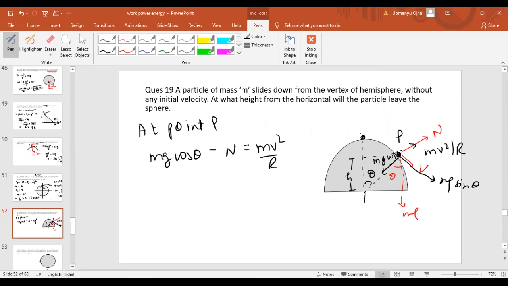Now if this particle leaves the hemisphere, the normal contact will be zero, because if it is leaving the hemisphere, the contact force will be zero there. So we can see that velocity at that point will be v square equal to rg cos theta. We have to find the height from the horizontal where the particle is leaving the sphere. So v square equals rg cos theta.